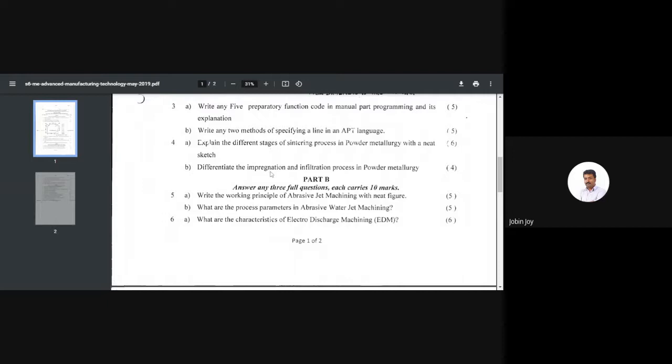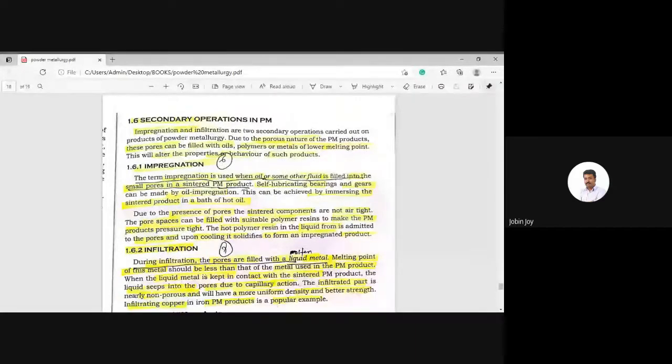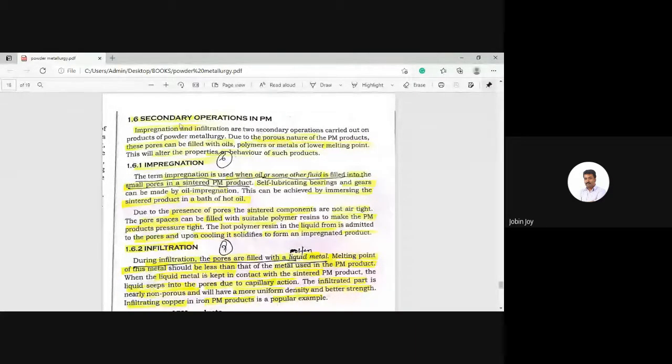So 2 marks for impregnation and 2 marks for infiltration. Differentiate the impregnation and infiltration process in powder metallurgy. Impregnation and infiltration are called secondary operations in powder metallurgy. These are the two secondary operations.